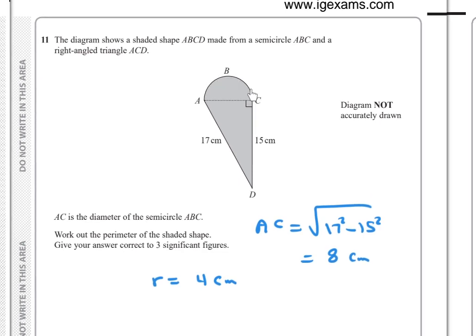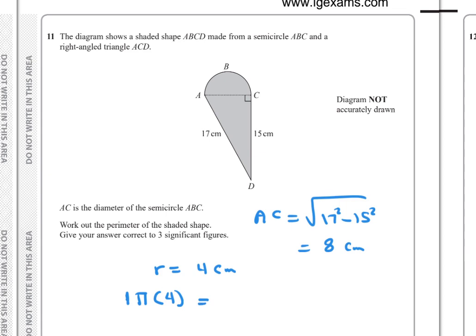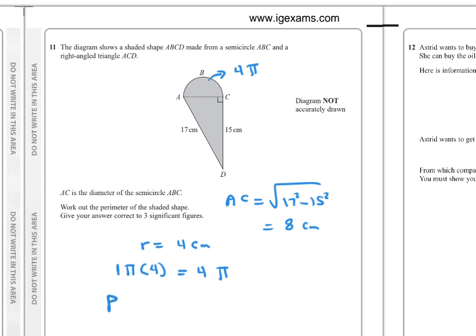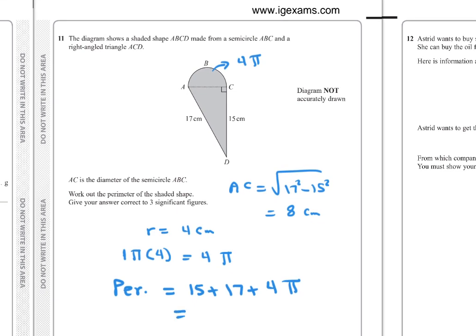So to find the curved line, this is half the circumference, 2 pi r, so this is 1 pi r, so 1 times pi times the radius, which is 4, which is 4 pi. So the curved length is 4 pi. Now to find the perimeter, equals 15 plus 17 plus 4 pi equals 44.6 centimeters to 3 significant figures.